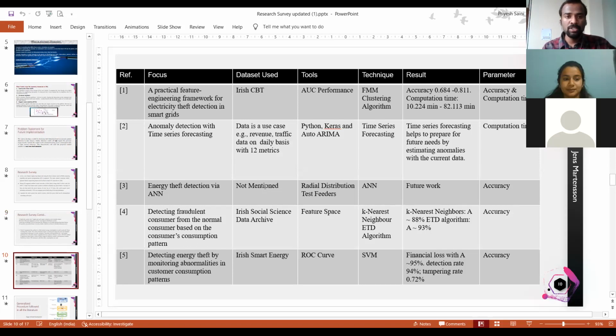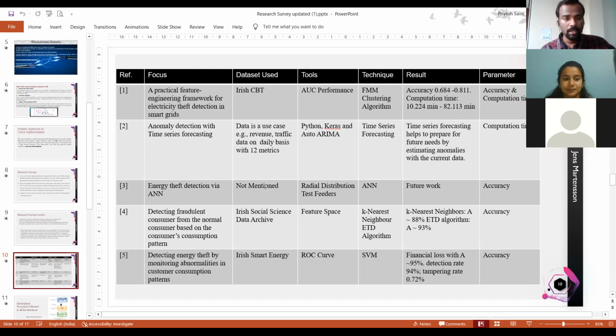So here is the table which will give you the brief overview of all the papers which you have gone through, and simultaneously we will discuss what results we have got in each paper. The first one was the FMM clustering algorithm. The accuracy we can see is 68.4% to 81.1%. Accuracy is very good, but as you can see, the computation time required varies from 10 minutes to approximately more than 1 hour. So although the accuracy is okay, the computation time is very large, and hence it cannot be used for practical purposes. The parameters which the first paper focused on were accuracy and computation time.